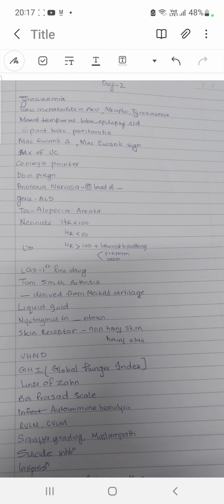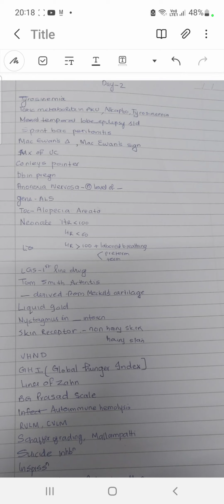Global hunger index, you have to remember. Undernutrition, mortality and inadequate food supply. So undernutrition, you have to remember the two things: stunting, wasting. Mortality is under 5 mortality, and inappropriate nutrition, that is undernourishment.